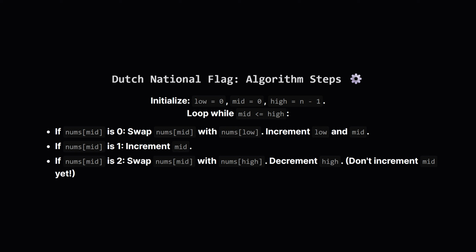Because the number we just swapped into the spot it came from the end could be anything, a 0, a 1, or even another 2. We need to recheck this new number in the next iteration.